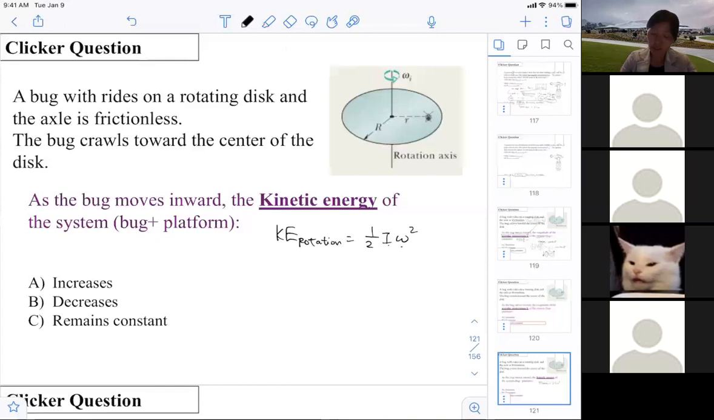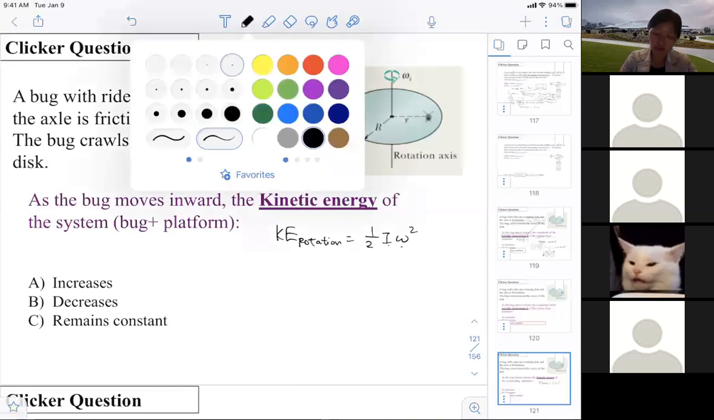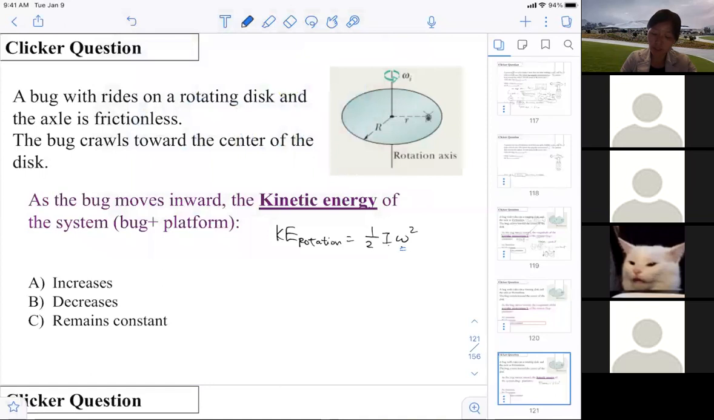I agree with you. Omega does increase. So let's see. Kinetic energy depends on omega. In this case, omega increases. But kinetic energy also depends on I. In this case, my I decreased. So what do you do when you have two factors? One is decreasing, one is increasing.